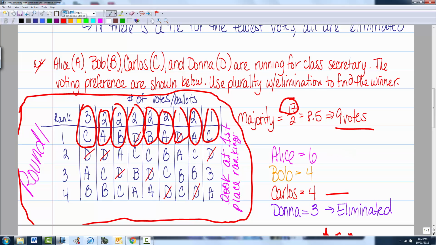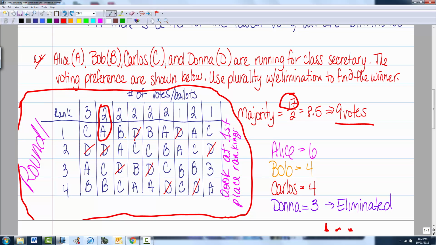So then what you do is get rid of the biggest loser. What would be interesting is if all of these had 4s, 4, 4, and 4. But what happened then is Alice just wins, I guess, because there's no way. But Donna, luckily, is the biggest loser, so we're going to eliminate her.